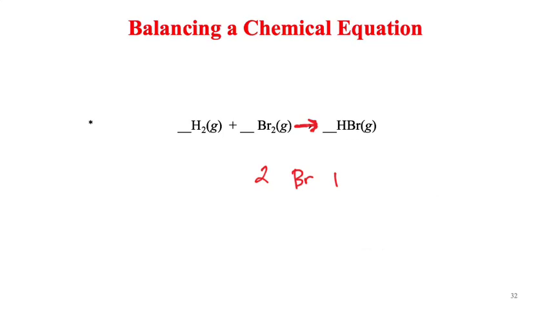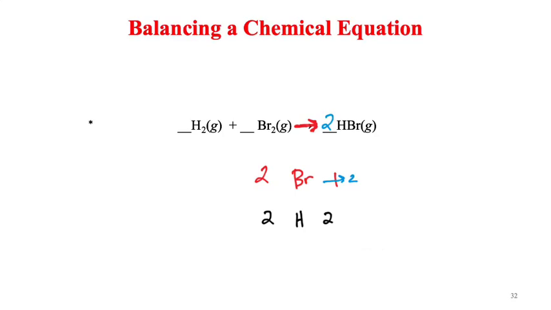I need the two to multiply backwards. I can't put in a subscript, because if I put in a subscript, I'm changing the formula. I'm not allowed to do that. So I put a two there, which means, how many bromines do I have on the right? Two. Now I'll continue on. Hydrogen. How many hydrogens on the left? How many hydrogens on the right? Two. One. So that would suggest it's balanced.